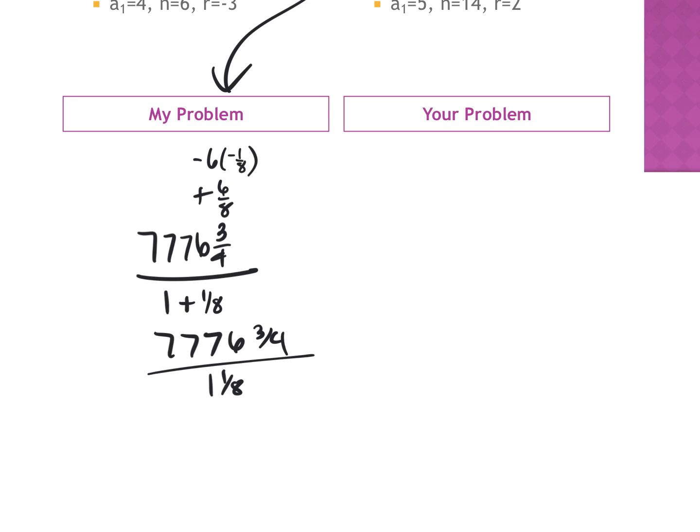4 times 7,776. Remember, we do the denominator times the whole number, and then we add the numerator. So I have 31,107 over 4. And then 1 and 1/8 is 9/8. So to divide fractions, we multiply by the reciprocal, 8/9. 4 goes into 8 2 times. Let's see if 31,107 divided by 9 is a whole number. It is not. So I get 31,107 times 2 over 9.